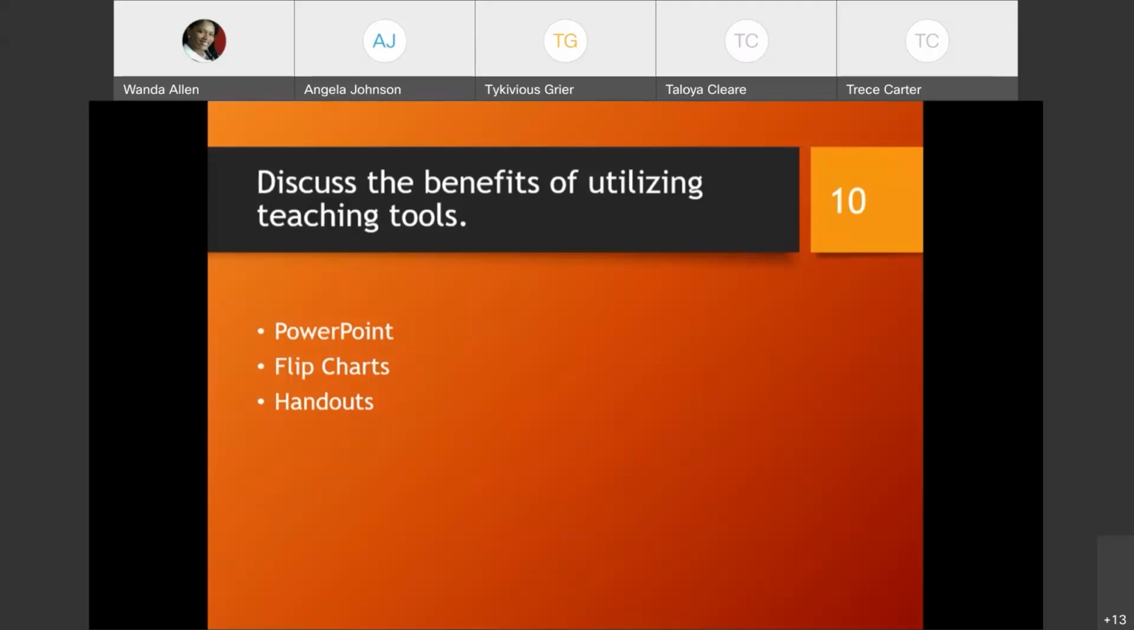There are many different types of teaching tools. These are just a few: PowerPoint, flip charts, handouts. The tools you use depend on the population you're teaching. If you have a group of 65-plus year old individuals, a teaching tool like Kahoot may not be something you want to use. So of course, pick teaching tools that will be applicable to the population you're serving, and that will keep the individuals engaged.